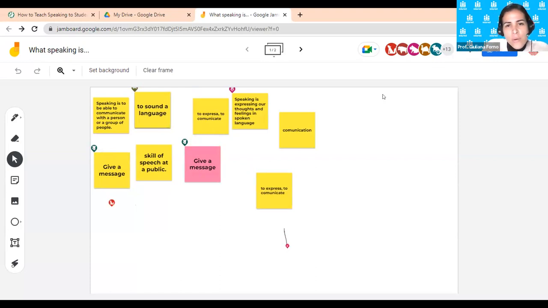I see another page here. Okay, only in page number one, please, okay? Don't go to number two. If not, I'm not going to be able to see all the ideas. Come on, give me your ideas. What is speaking? What speaking is?